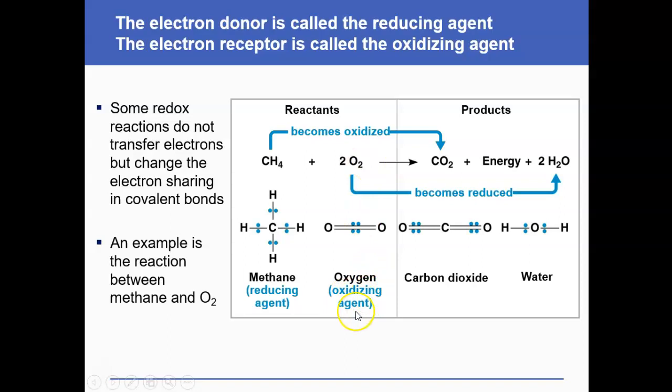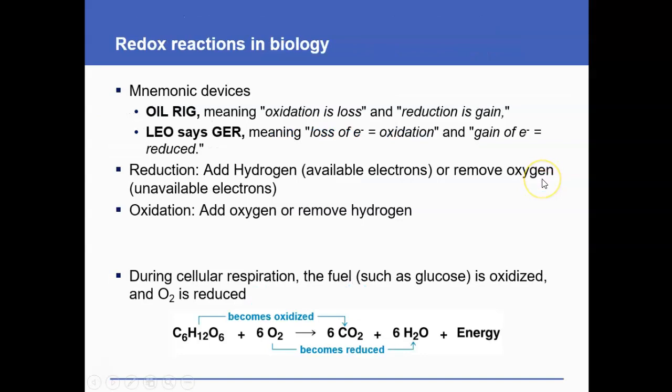Oxygen is an oxidizing agent because it becomes reduced. It's a flip side: if you're reducing something, you're going to be oxidized. So you need to understand those terms and what they mean, physically. It can be a physical loss of an electron, or you can think about adding a hydrogen as the same as gaining an electron, because hydrogen is simply that single electron and single proton.